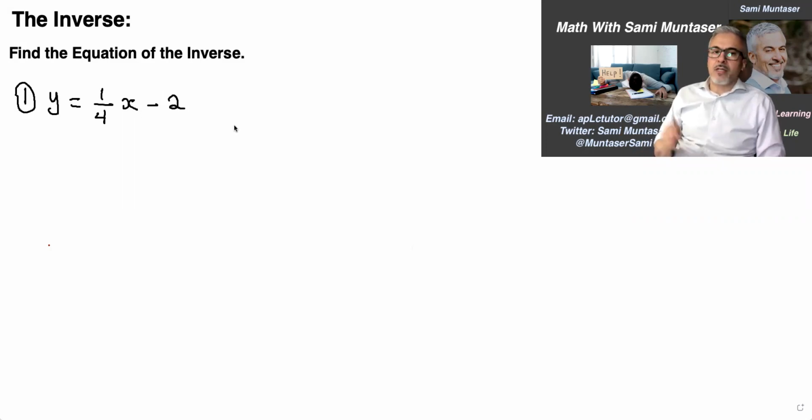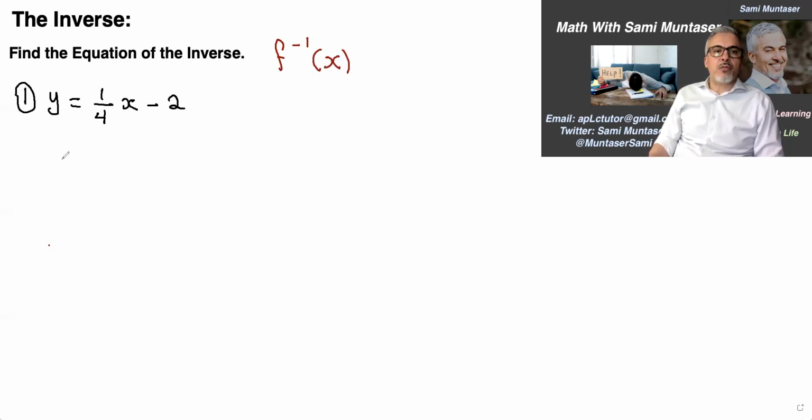And when you're finding the equation of the inverse, what you do, you just change y to x and x to y, and then solve it again for y. And the inverse also is represented as f to the -1 of x. That indicates it's the inverse.